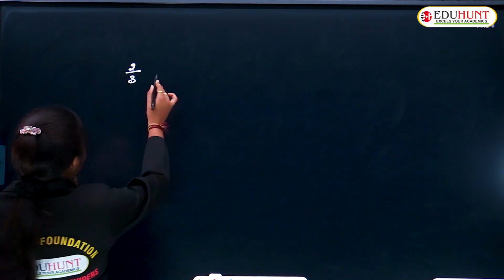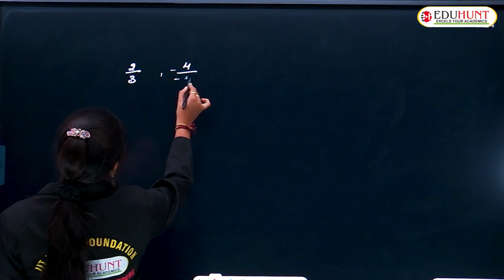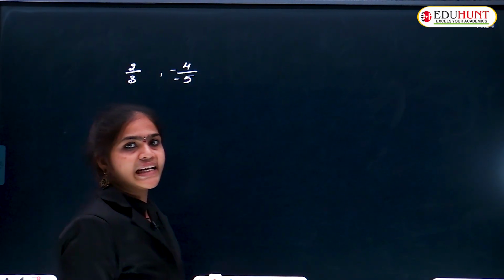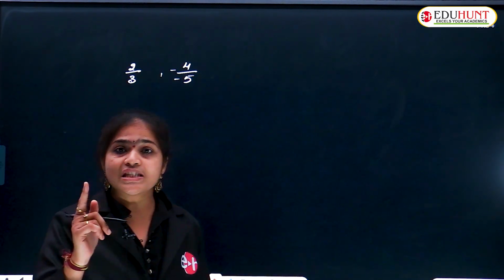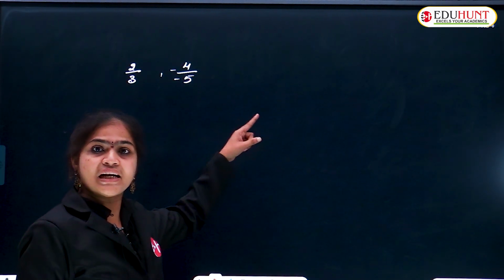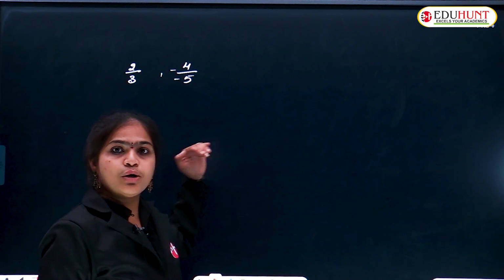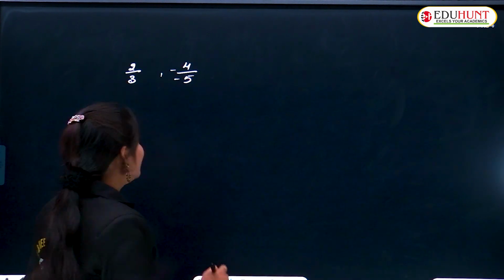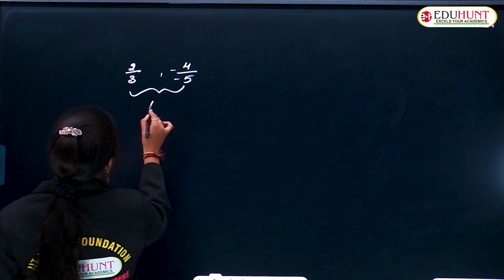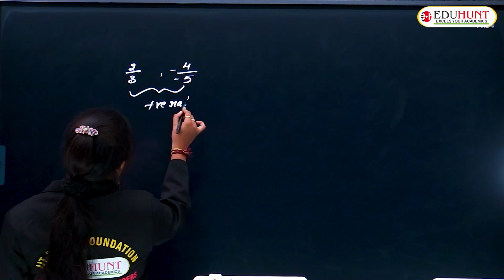Now come to minus 4 by minus 5. Is it a positive rational number or a negative rational number? Yes, this is a positive rational number. Why? Because in the numerator we have a negative sign and in the denominator also we have a negative sign. That's why we can take these two as positive rational numbers.